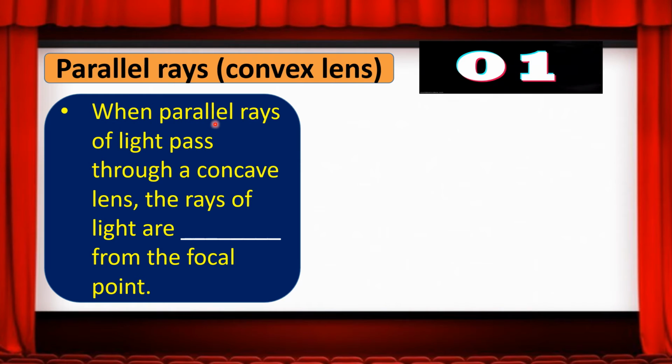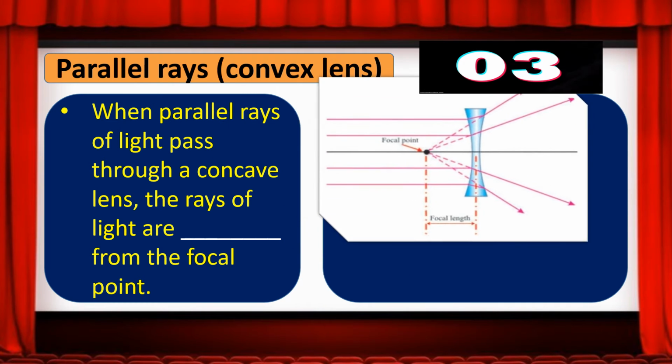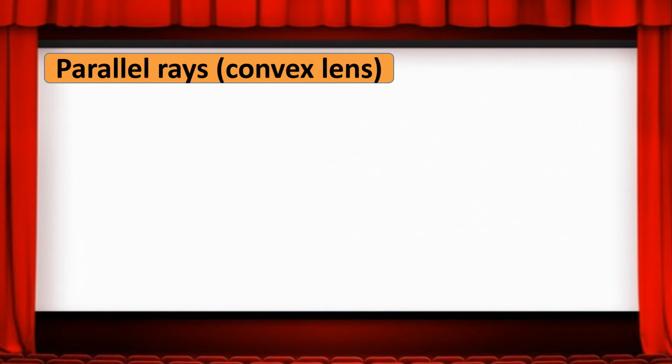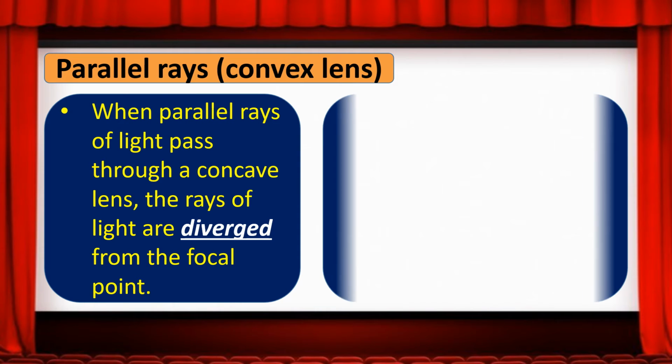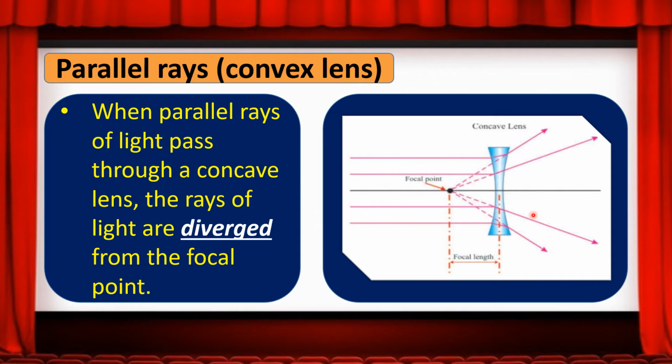What will happen when parallel rays of light pass through a concave lens? The rays of light are blank from the focal point. Is it parallel, converge, or diverge? Five seconds. So the correct answer is diverge. Who got a correct answer? I hope that you got at least one correct answer out of two questions.